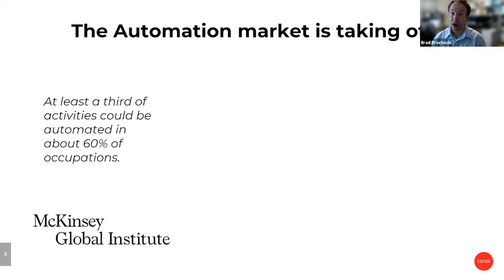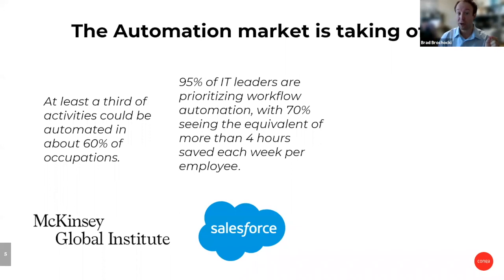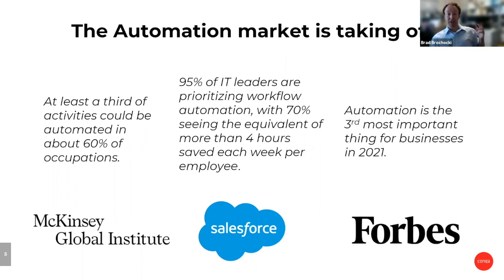A McKinsey survey recently told us that at least a third of activities could be automated in about 60% of occupations. Salesforce reported in their latest Trends in Workflow Automation report that 95% of IT leaders are prioritizing workflow automation, with 70% seeing more than 4 hours saved every week for each employee. And according to Forbes magazine, automation is the third most important thing for employees in 2021. So in fact, automation really is more important than ever. It's becoming a necessity. Are there any questions before I keep going, relaying the landscape of what the industry is seeing in automation?